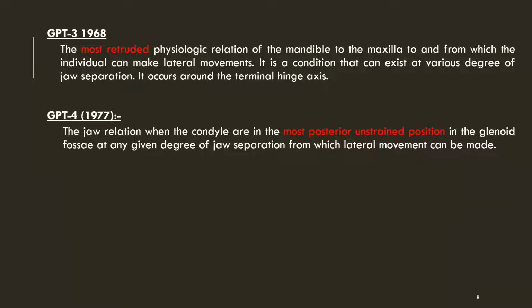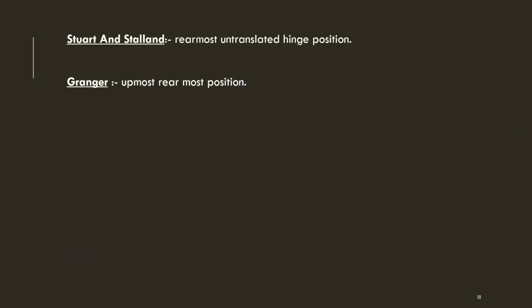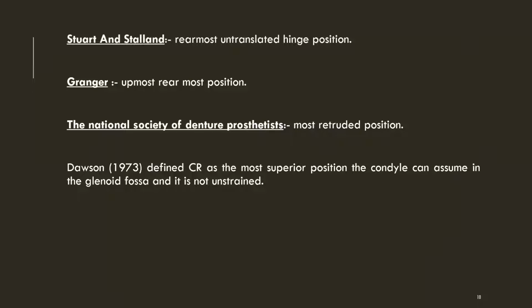The controversy pertaining to centric relation is the position of the head of the condyle in the glenoid fossa during the CR position. This ranges from a retruded posterior position to a superior position to an anterior superior position. So finally, Dawson in 1973 defined centric relation as the most superior position of the condyle which it can assume in the glenoid fossa when it is unstrained.